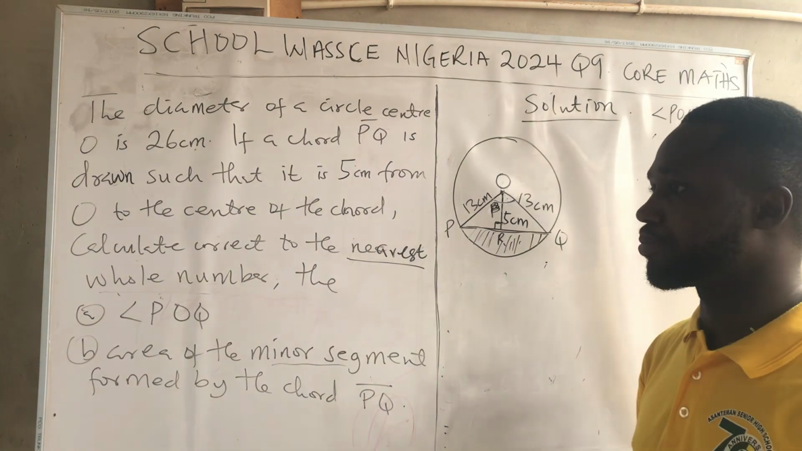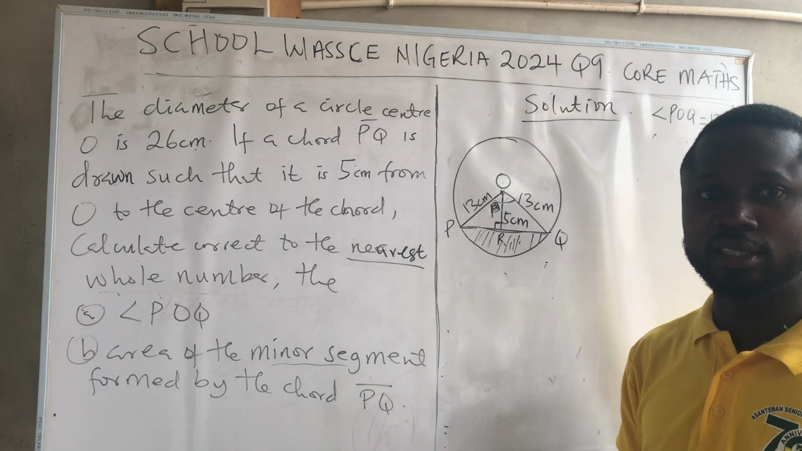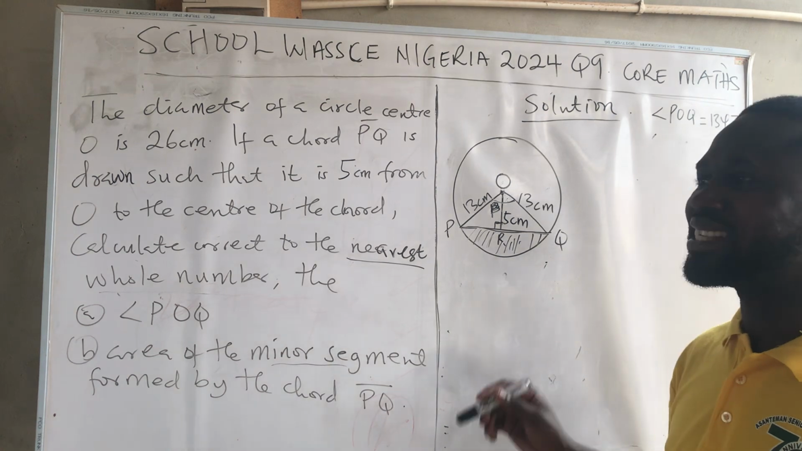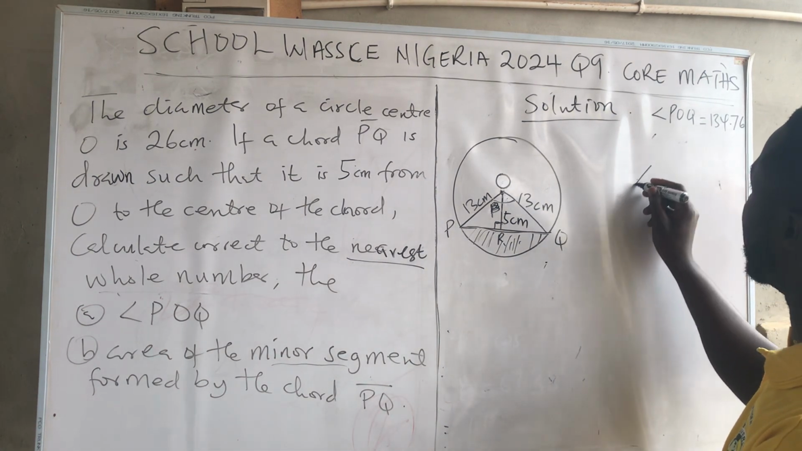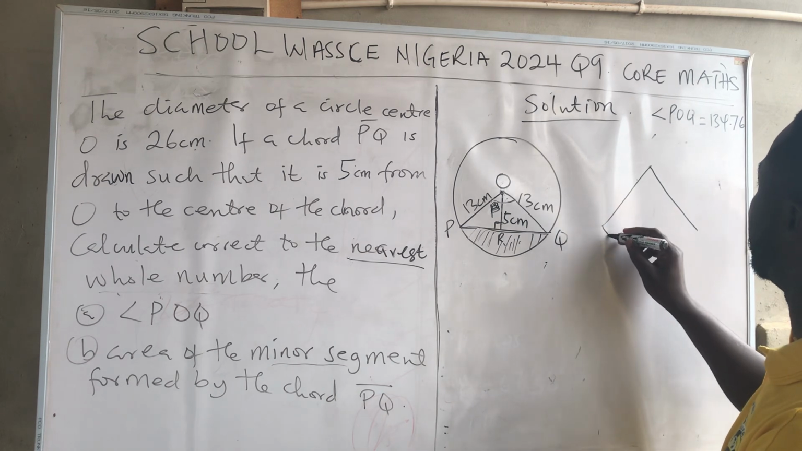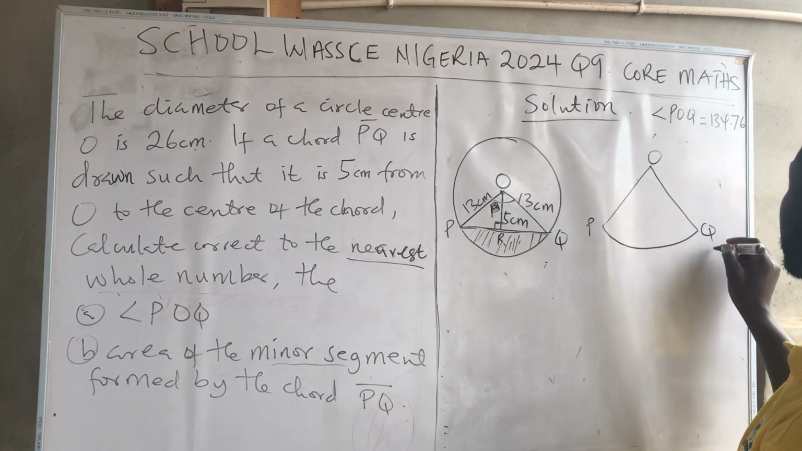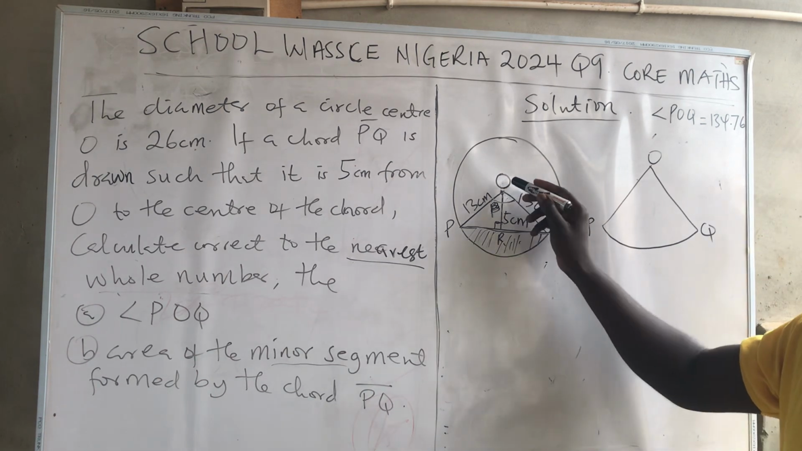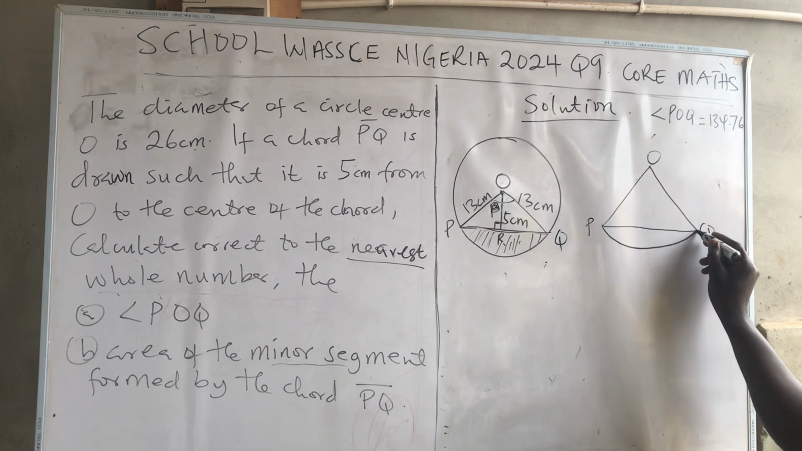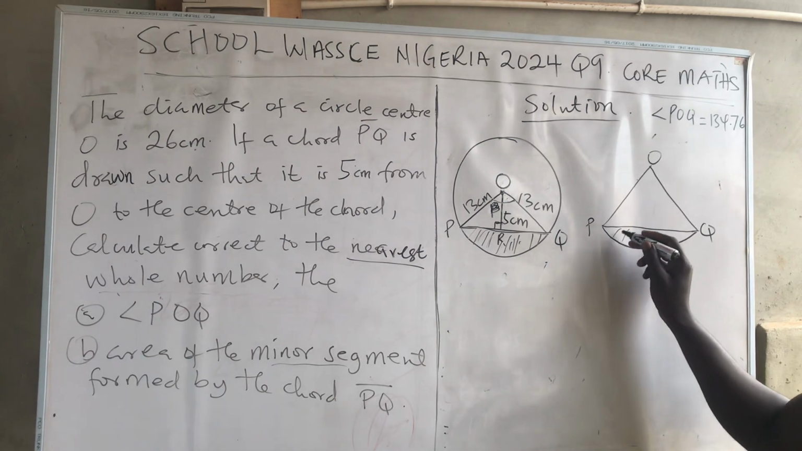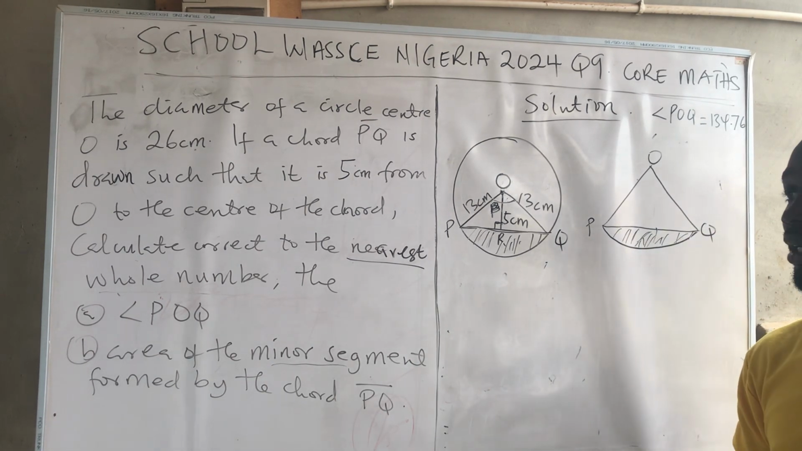In reality, a segment doesn't have a formula. But what helps us is that we can see a segment in a sector. So when we remove sector POQ, this is the sector POQ that I have removed, our chord will be here, and then we'll get our minor segment here.